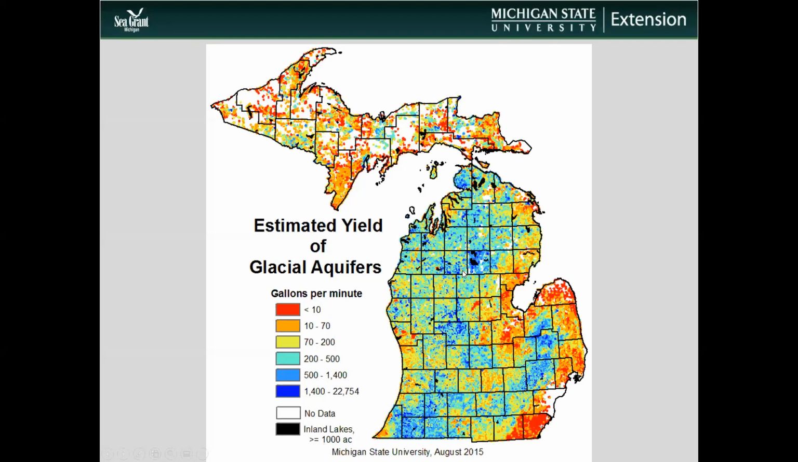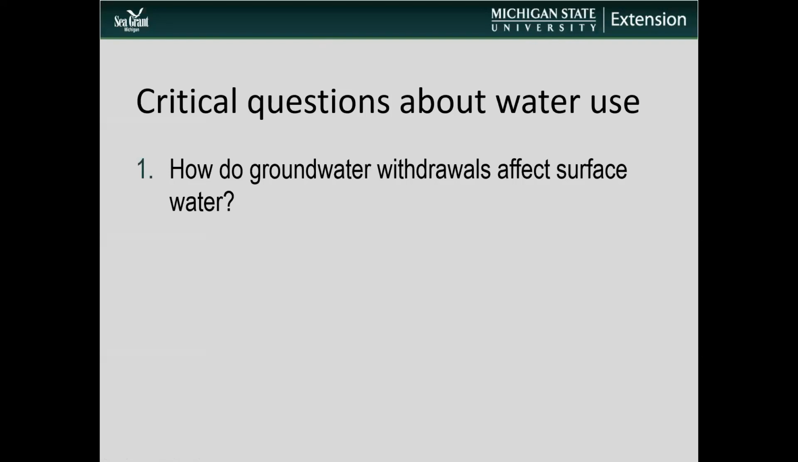So I want to ask just a couple of questions as we go through. And one of those, what I think are critical questions about water use when we're talking about water quantity, is this question of how are groundwater withdrawals affecting or potentially affecting surface water? I want to talk a little bit about that.